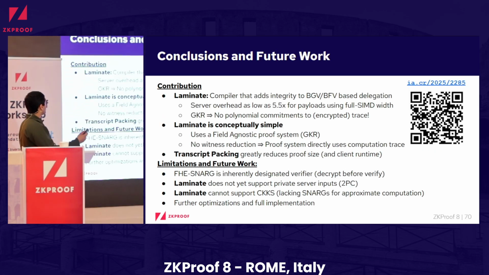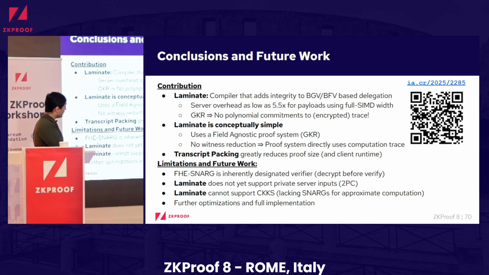To conclude, our contribution is that we added a compiler that adds integrity to BGV or BFV-based delegation. The server overhead can be as low as 5.5x for payloads using the full SIMD width. And we did this by using the GKR proof system, which doesn't have to commit to the encrypted trace. Importantly, Laminate is very conceptually simple, which I want to underscore is very important, especially with all the bugs in proof systems these days. It uses a field-agnostic proof system, so there's no field mismatch. There's no witness reduction. Transcript packing is a cool technique which can really reduce the proof size and client runtime.